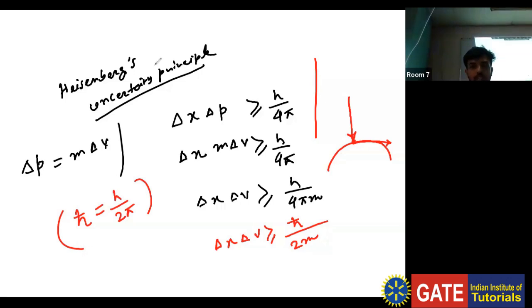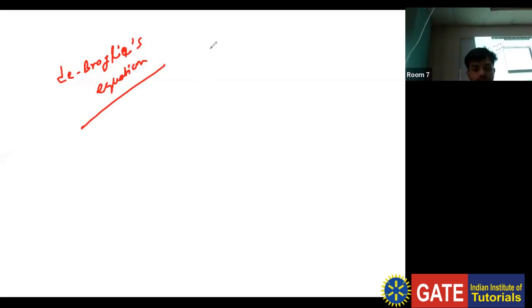Next is de Broglie's equation. What is de Broglie's equation? De Broglie's equation is, always remember, x is the position, p is the momentum.